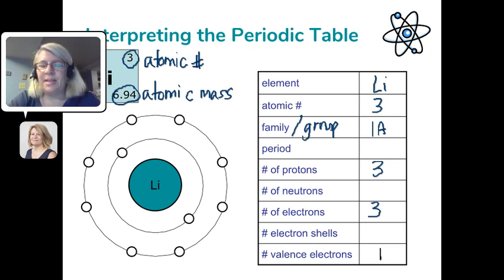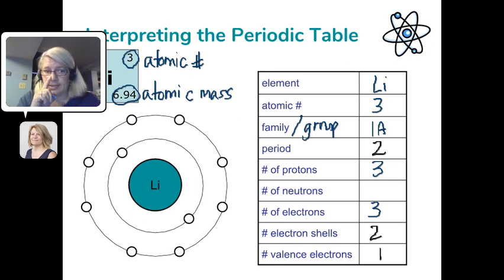Okay, the period, if you look on your periodic table, you'll still see that lithium is in period 2, the second row of the periodic table, which means it also has 2 electron shells.